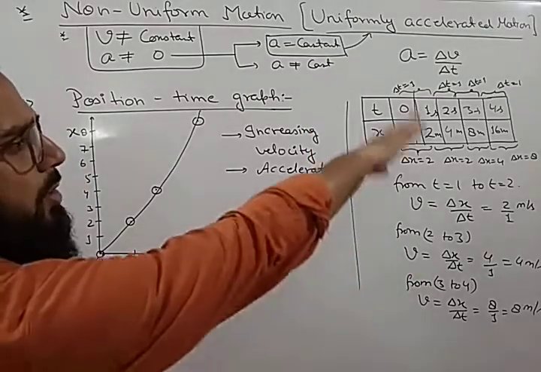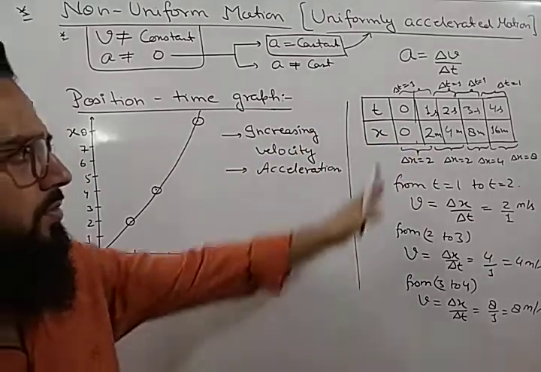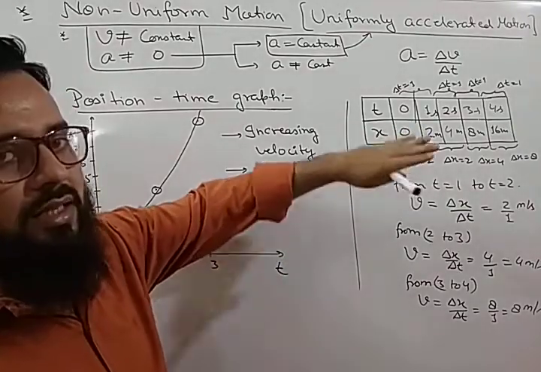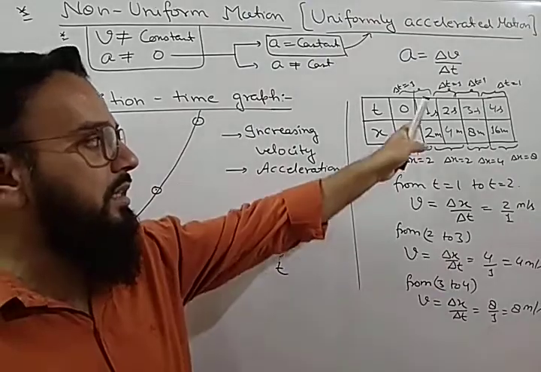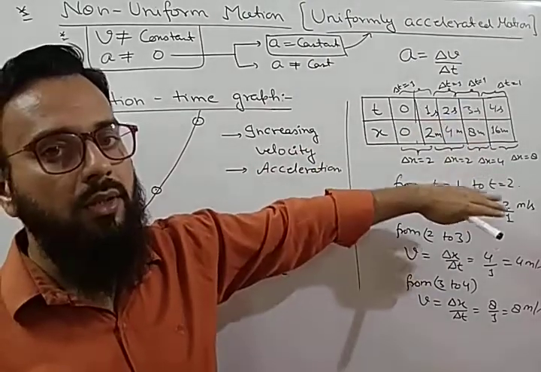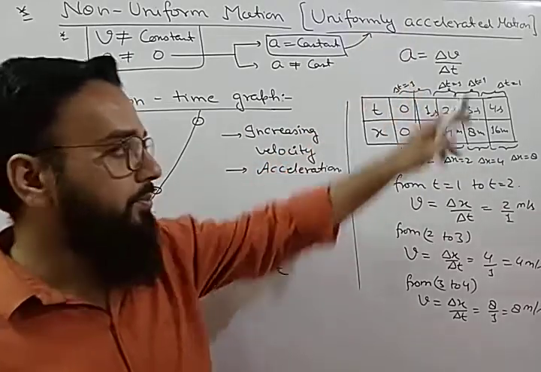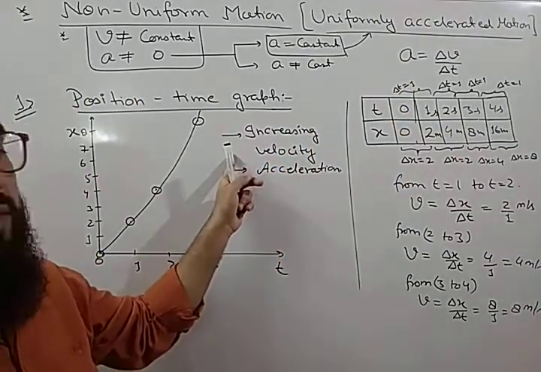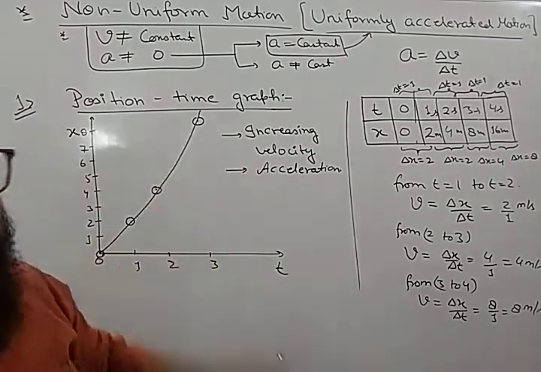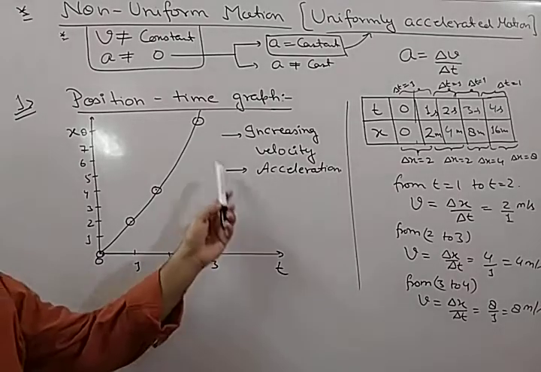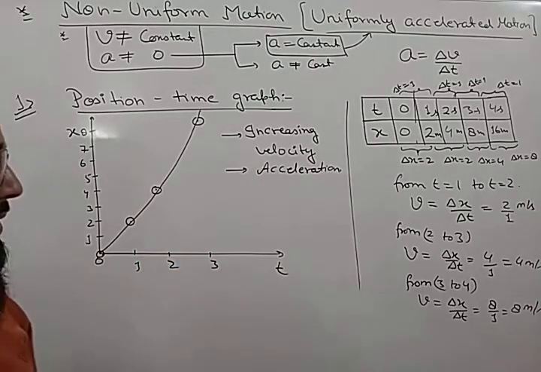I am not talking about this particular table. Okay, this is just for drawing the graph. Don't think that this table exactly is the table of non-uniform motion. I am just taking this table as an example. This is just an example. When we talk about uniformly accelerated motion, then acceleration will be constant, velocity will be increasing, and the graph will look like this. Okay, so first draw this graph, then I will tell about the graph of decreasing velocity, that is deceleration or retardation. So first draw this graph, then we'll draw the second graph.